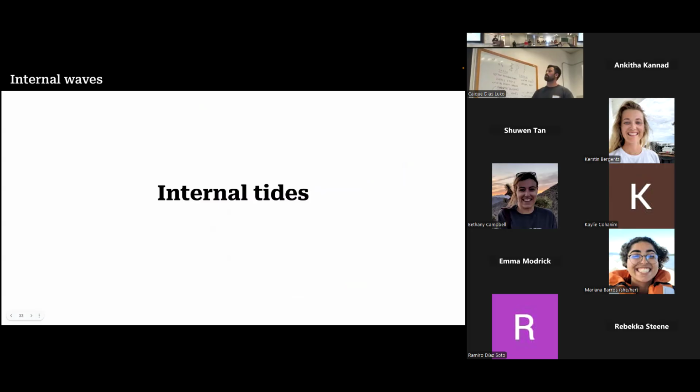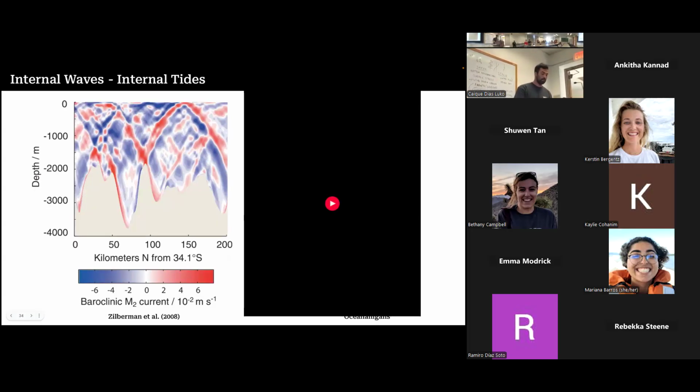Okay, now let's move on to internal tides. Internal tides are the other really energetic internal waves in the ocean. The internal tides are born when the barotropic tide flows above topography. And in this graph, this is an example of internal tide being generated when it crosses a ridge. All these crazy beams here, these are the internal tides being generated as it's interacting with topography.